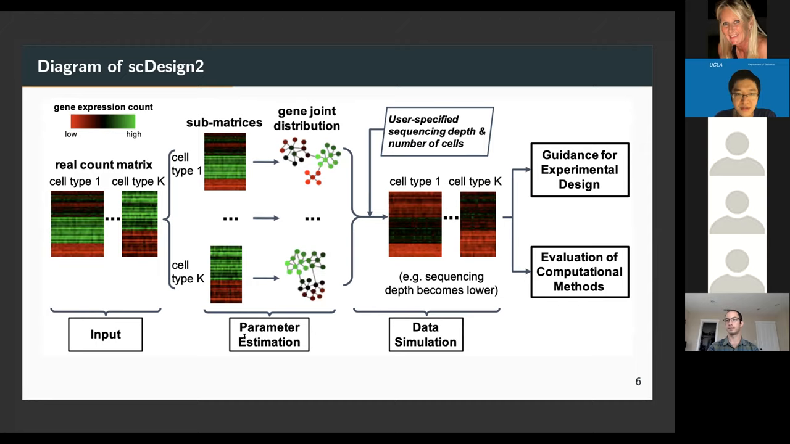And then for the data simulation part, we'll use the estimated parameters, the fitted model, combined with user-specified sequencing depths and number of cells to generate simulated data. So here is an example where the sequencing depths become lower. And then we can use this simulated data for guidance for experimental design and evaluation of computational methods.